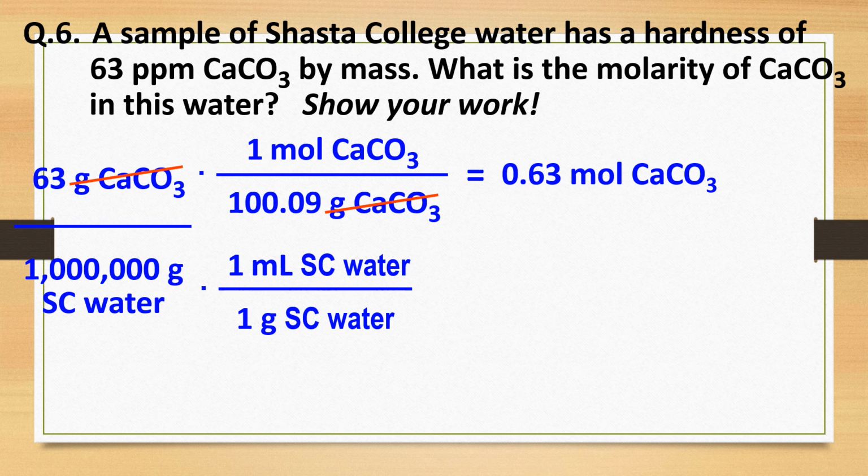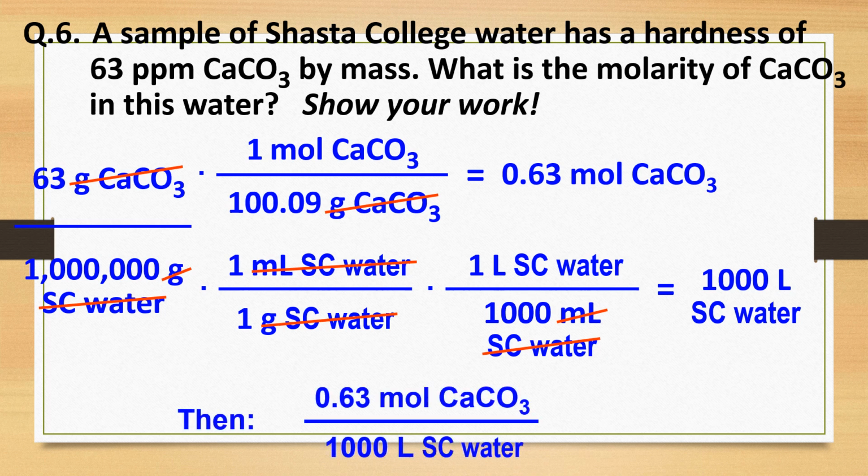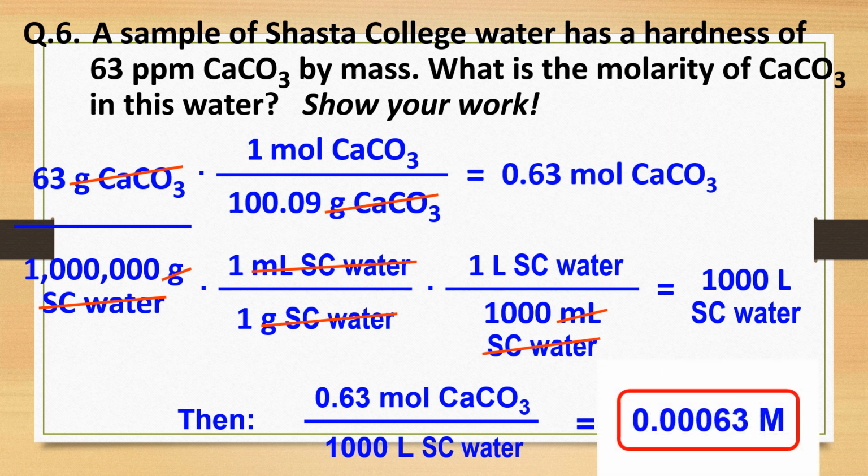So that means now we have the volume in 1 million milliliters, and we need to further convert that into liters, which is dividing that number by 1,000. And now we have everything in liters on the bottom. With that, we have the top in moles, the bottom in liters, and we can calculate our concentration in moles per liter for our solution. And that gives us 0.00063 moles per liter, and we can further write that as molarity.